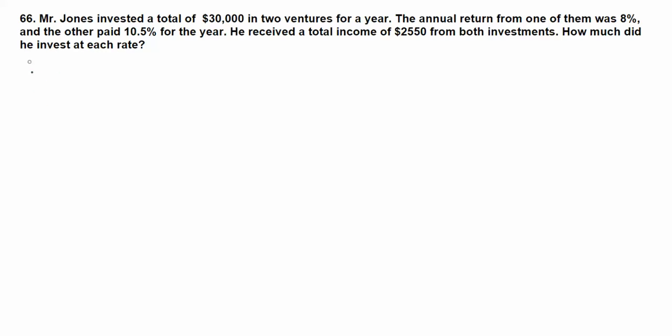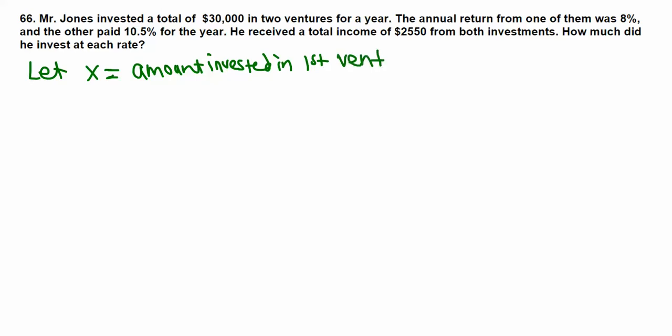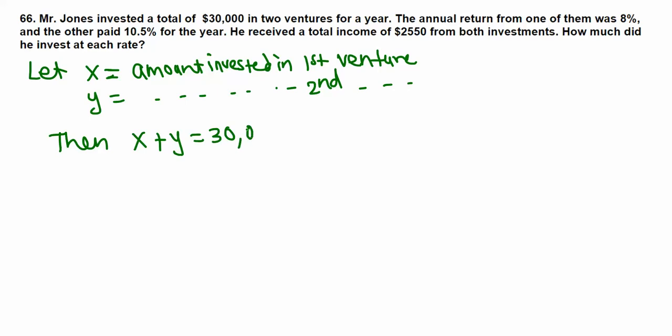Let X be the amount invested in the first venture, and Y be the amount invested in the second venture, and the total amount is 30,000. Then X plus Y is 30,000.